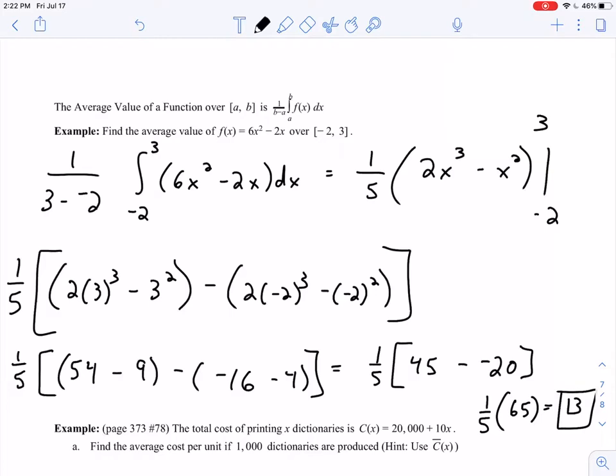So for the most part, if you know this formula, it's a relatively straightforward process. You're just going to do the definite integral from a to b and then just multiply the result by 1/5. Notice I really didn't do a whole lot with this 1/5. I just kind of brought it along for the ride until the very last step when I went ahead and multiplied the result of my definite integral by 1/5.